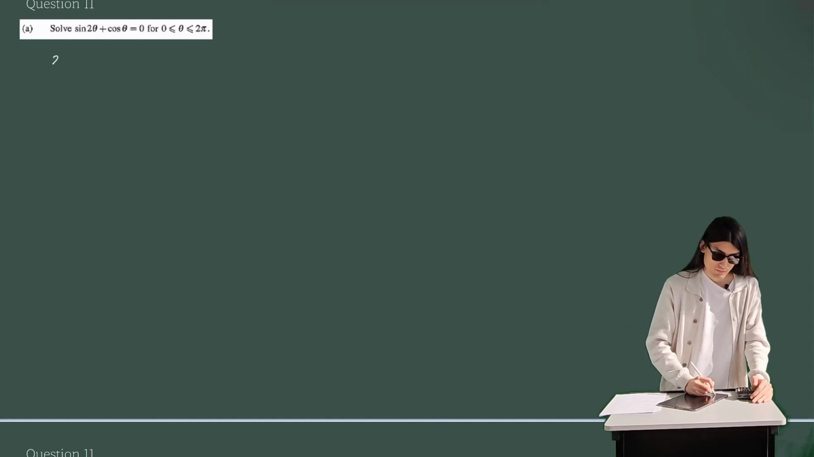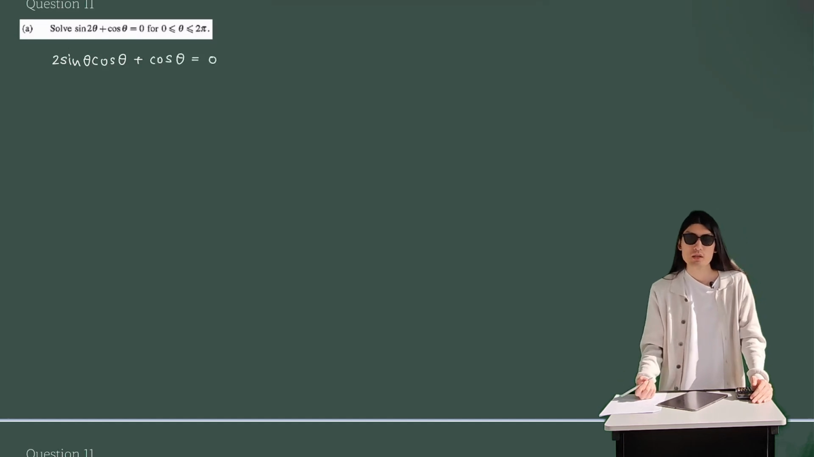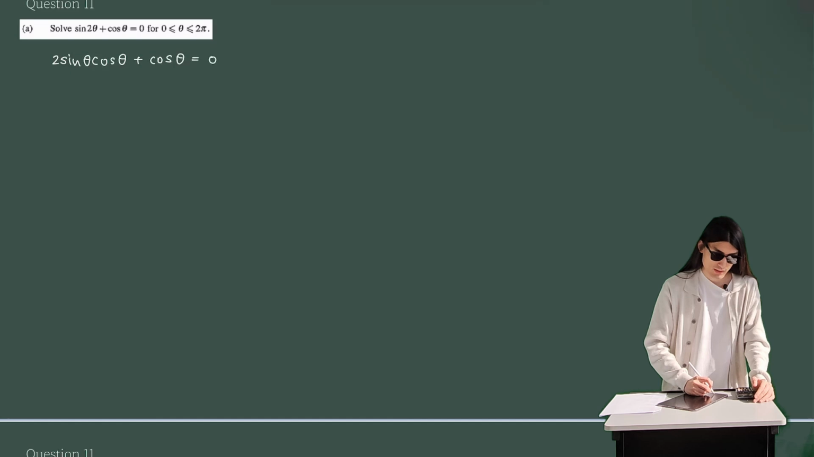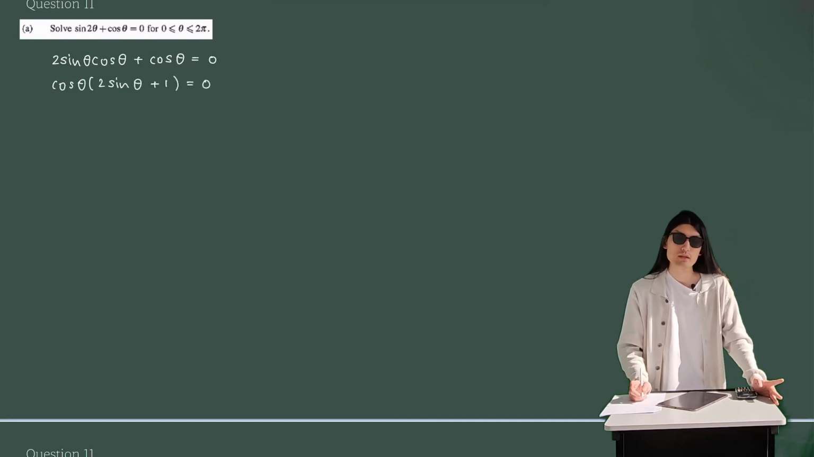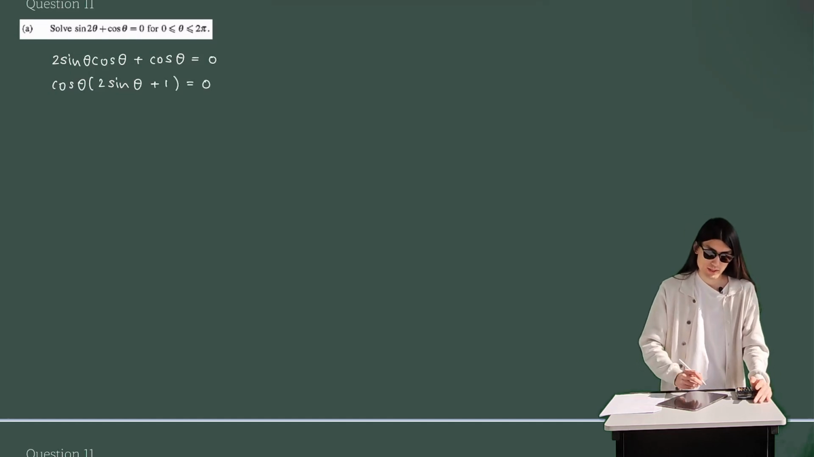So 2 sine theta cos theta is the double angle formula for sine 2 theta equal to 0. Now, we see a common factor, take that out. And the two factors tell us that the equation can be reduced down to either cos theta being equal to 0 or sine theta being equal to negative half.